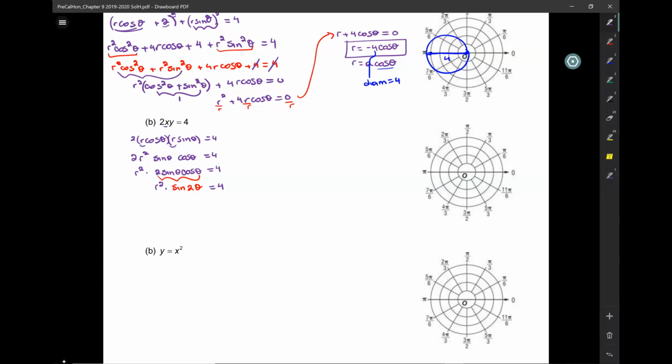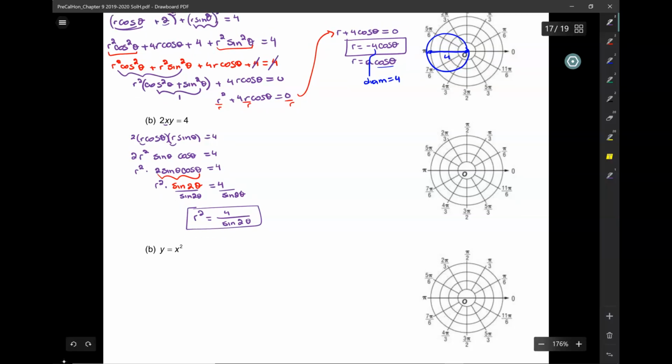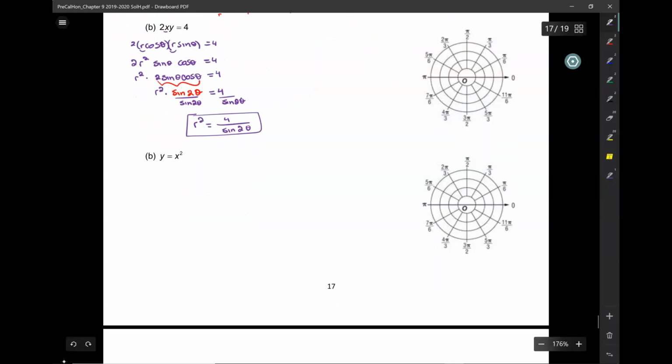Okay, and now what do I do with this? You have to solve it for either r or r squared. So you just say divide by sine 2 theta, divide by sine 2 theta, r squared is equal to 4 over sine 2 theta. And there you have it. And I'm not going to go over how to graph this one. And no, on the test, you're not going to have to either. Okay? There we have it. All right, let's do one more.